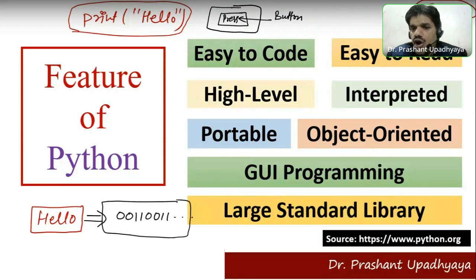We will be using different types of standard libraries when we talk about machine learning. We will be using libraries like pandas, numpy, sklearn, and then matplotlib. I hope this feature of Python is clear to you.